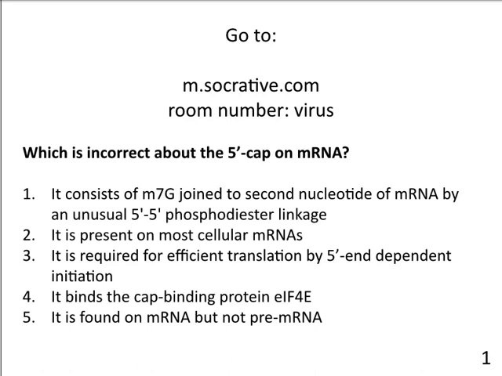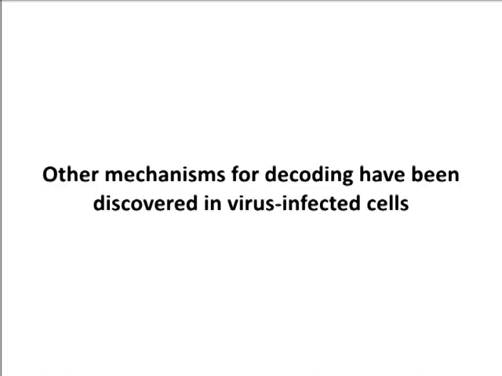Okay. It's present on most cellular mRNAs, correct. It's required for efficient translation, correct. It binds the cap binding protein, that's correct. This is what's wrong. It's found on mRNA but not pre-mRNA. It's made co-transcriptionally. It's added to the mRNA co-transcriptionally. After about 20 or 30 bases of mRNA is made in the nucleus by Pol II, then the cap is added. So it's on pre-mRNA before it's spliced. And in fact, it's thought to be important for the splicing reaction. All right, so that was a little overview of how translation works in eukaryotic cells.